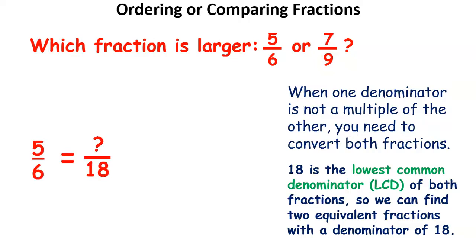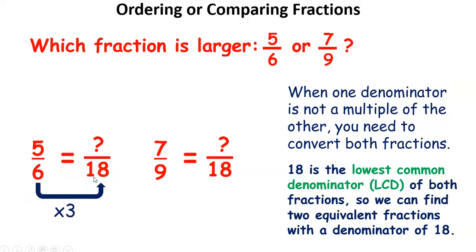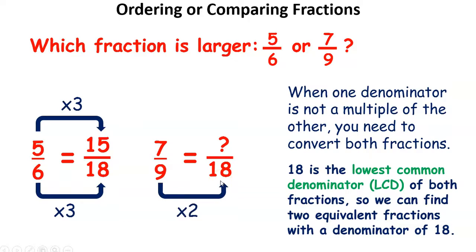So now I'm going to find equivalent fractions. What do I multiply 6 by so that it becomes 18? 3. 6 times 3 is 18. I therefore need to multiply 5 by 3, which will give me 15. Again, what do I need to multiply 9 by to make it 18? Multiply it by 2. 7 times 2 is 14. So I've got 15/18 or 14/18.